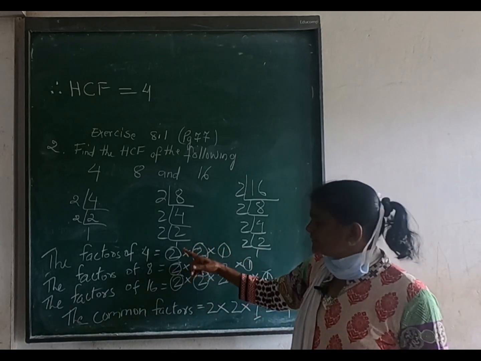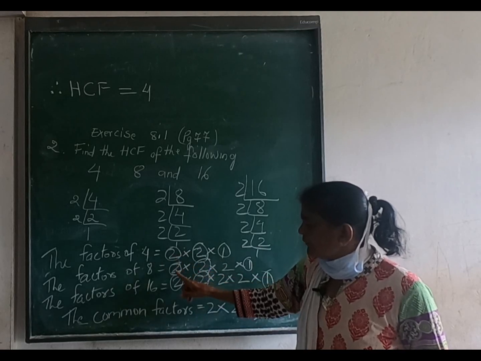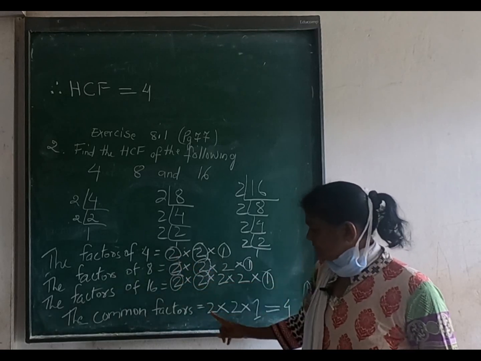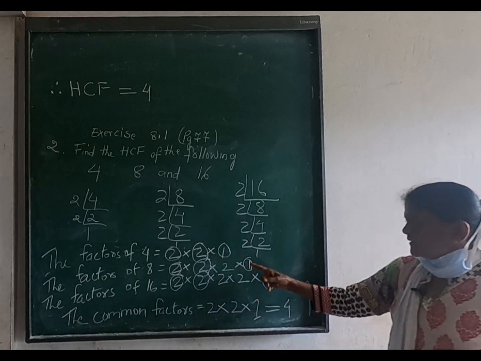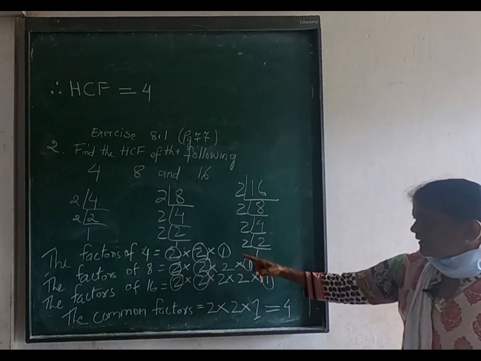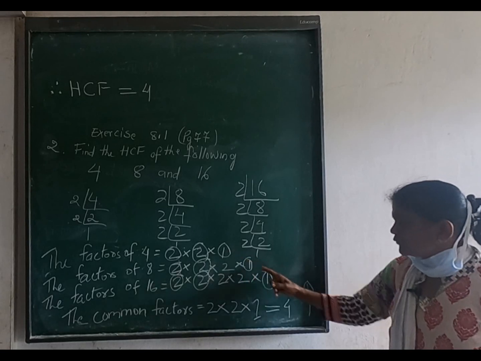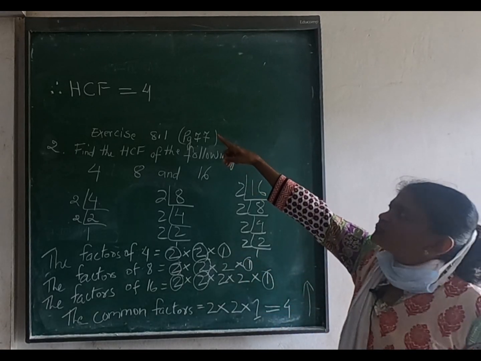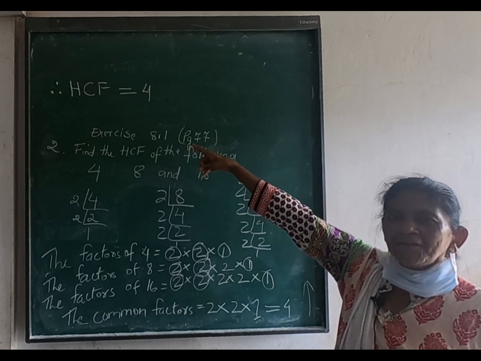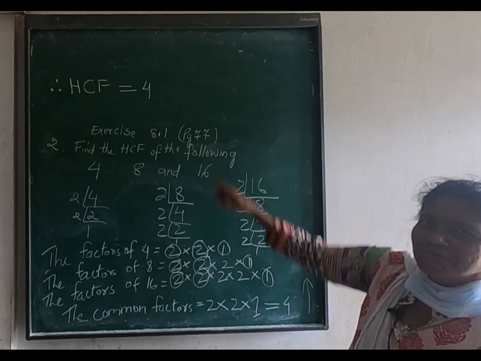What are the common factors? You see here 2. All the 2s are together. So 2. Here the common factor is again 2. And here the common factor is 1, 1, 1. So it comes to 4. So your HCF is 4. Is it clear? I hope you have understood.